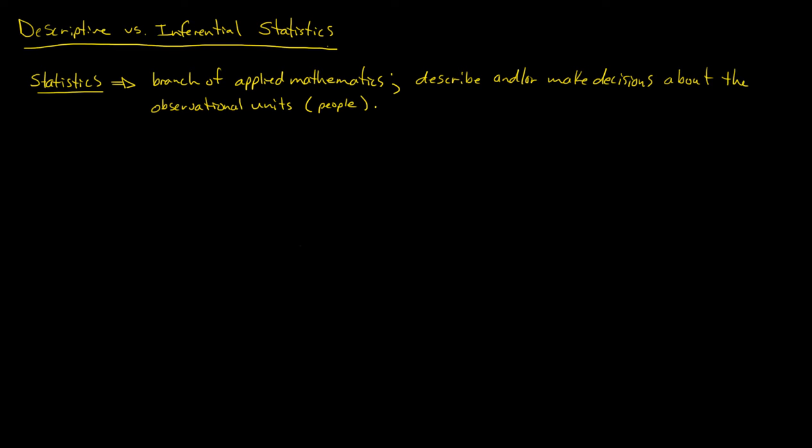So that's it. Statistics, a branch of applied mathematics, and we're really trying to either describe, and I'm going to underline this, let's do it in a different color here, these are the two key words. You're describing your observational units or you're making decisions about them. We've spent all of section 1 and section 2 of this course in this area, the descriptive statistics side of things.